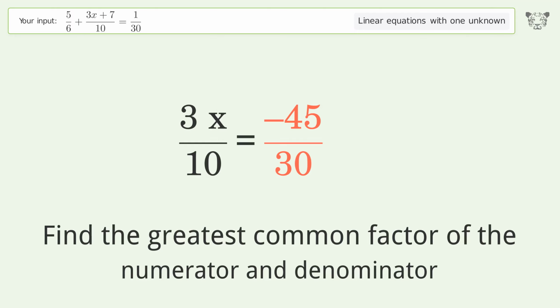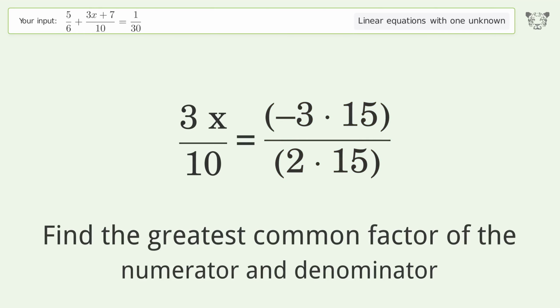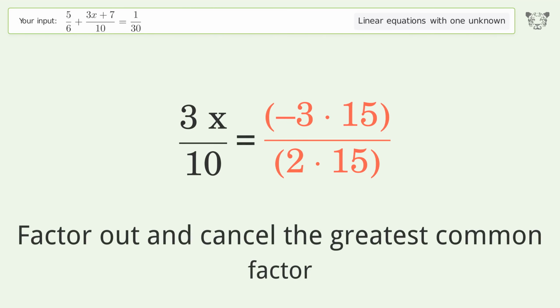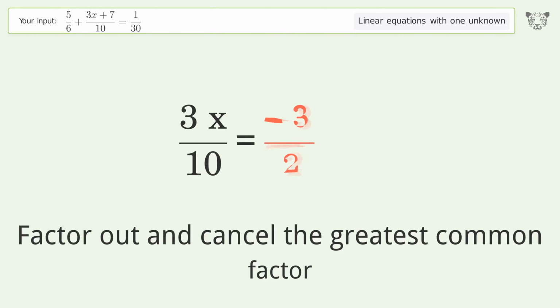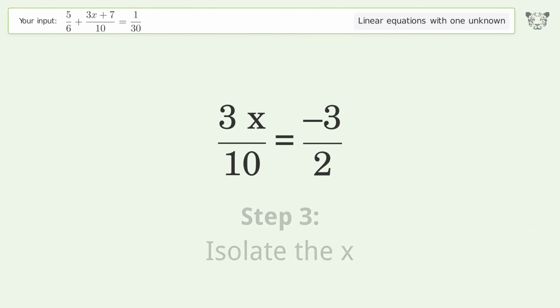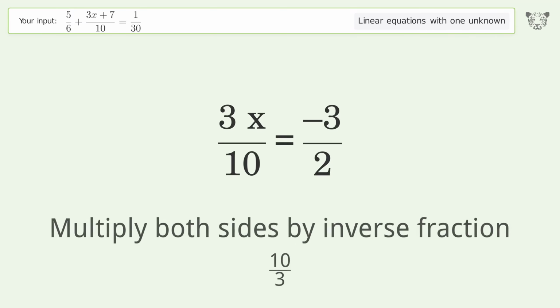Find the greatest common factor of the numerator and denominator. Factor out and cancel the greatest common factor. Isolate the x. Multiply both sides by inverse fraction 10/3.